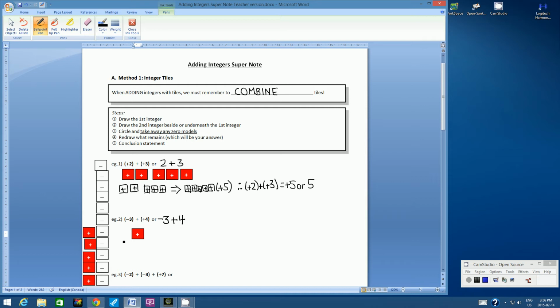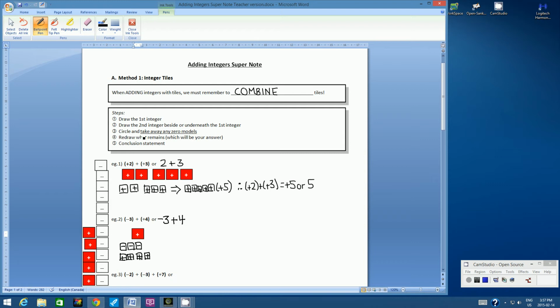Okay, so let's start with our tile diagram solution. Step number 1, draw the first integer. Our first integer was -3. Step number 2, draw the second integer beside or underneath the first integer. We already hinted that when we draw the positive tiles, we want to draw them underneath. That is simply because we recognize that zero models will be created, and we like to line up the zero models on top of each other. Now, +4, I've drawn 4 positive tiles.